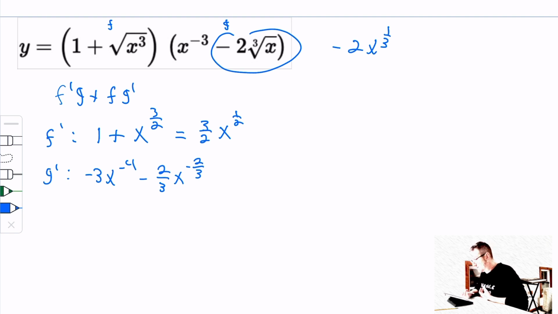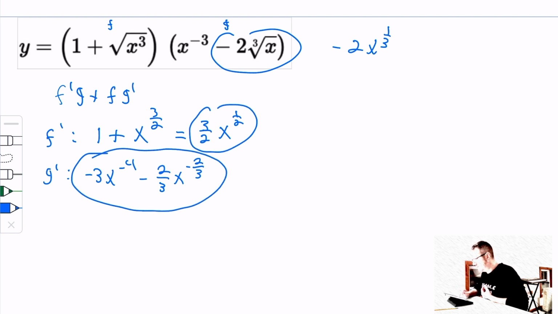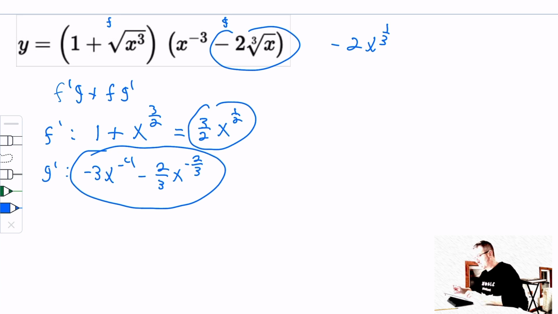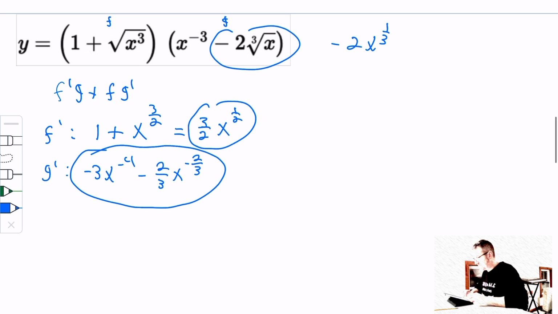Now I've got my derivatives here and here. So let's do the product rule. Again, f prime g plus f g prime. So f prime, 3/2 x to the 1/2. Actually, I'm going to write this down here so I have a little more space.